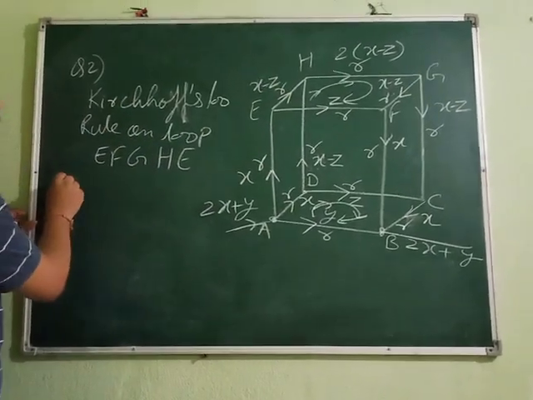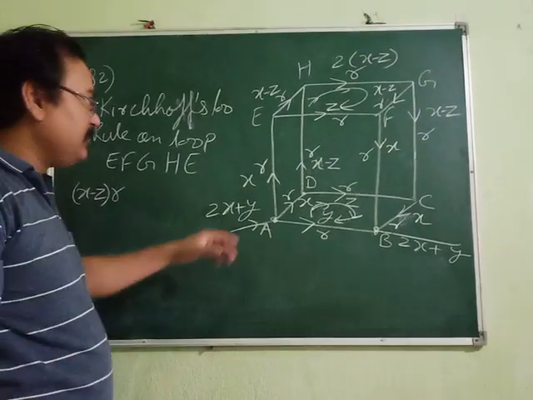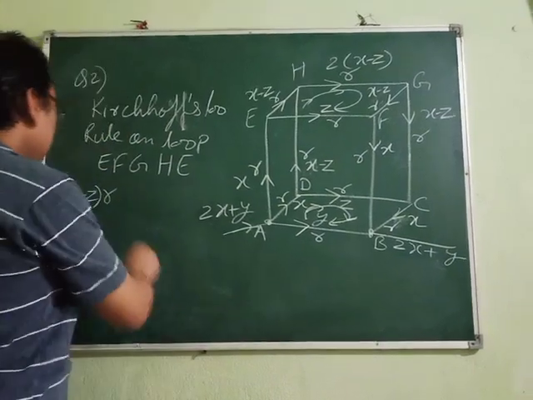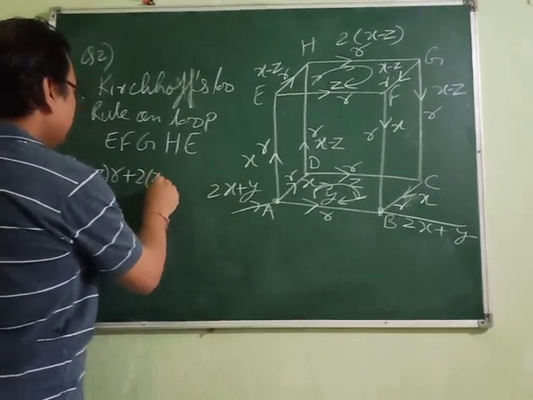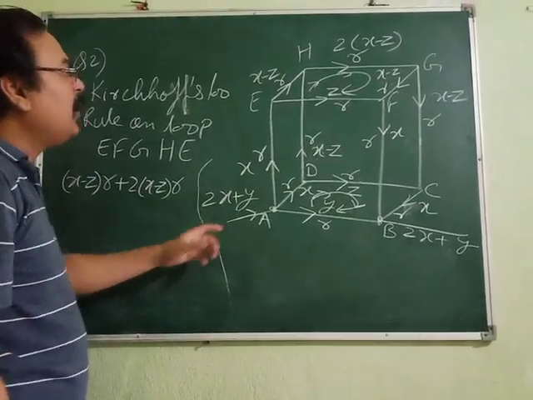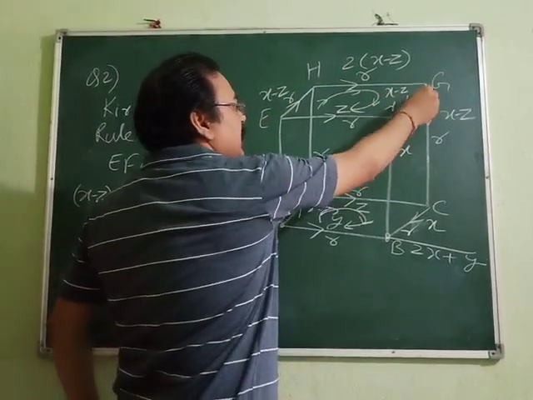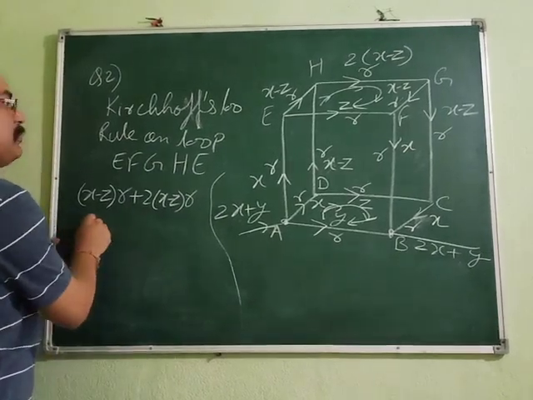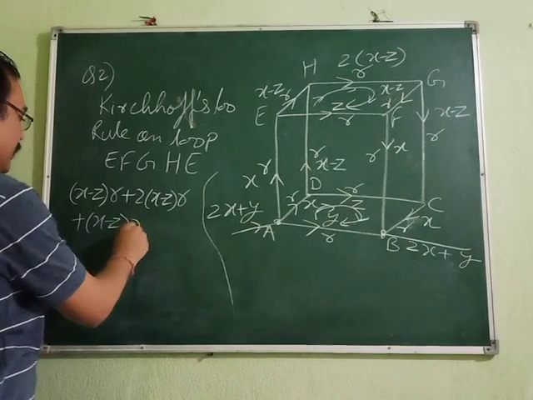So what are we going to get? The current is X minus Z, and the resistance is R. It is positive. While crossing this, the current is also flowing in the same direction, so again the potential drop is positive, that is twice of X minus Z into R. Now, while crossing this side, we are moving like this and the current is also along the same direction, so again the potential drop is positive, that is plus X minus Z into R.